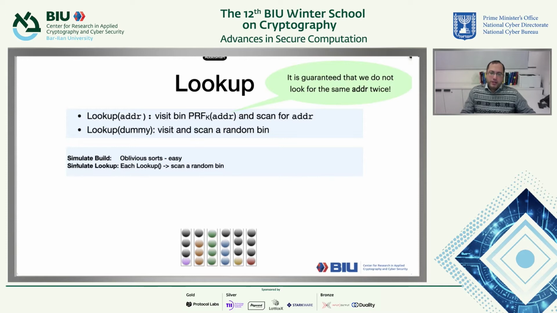And so it's really easy to simulate build, just Oblivious sort. It's an Oblivious algorithm. It has a simulator. And simulating a lookup, it doesn't matter if you are looking for a real element, for a dummy element, or an element that exists or doesn't exist. I'm just going to look up a random bin and scan a random bin. So the cost of build is n log n, and for each lookup I'm going to scan the bin. It's going to be log squared. Okay, questions so far?